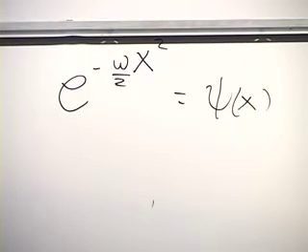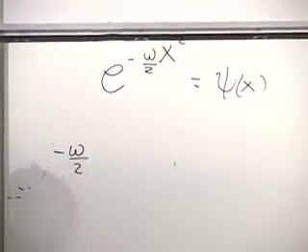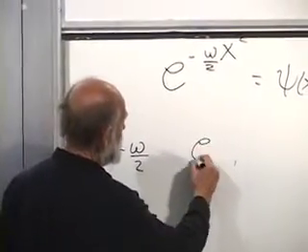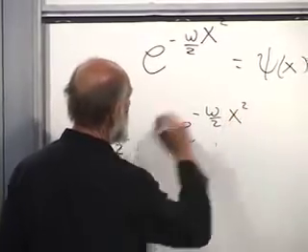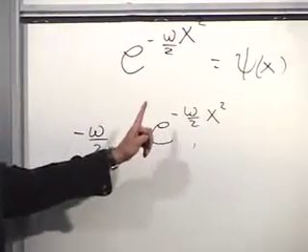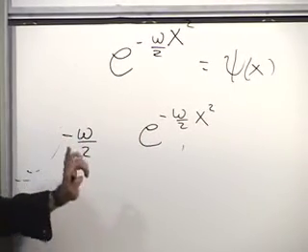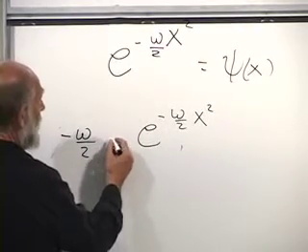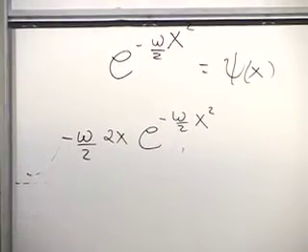Anybody want to try for it? Let's see. It will certainly give us outside a minus omega over 2, right? Then when you differentiate an exponential with respect to an argument, you just get the exponential back, e to the minus omega over 2 x squared. But then you get x squared, and you're going to get x twice. X once. First derivative, yeah. And that will give you a 2x, from differentiating x squared.